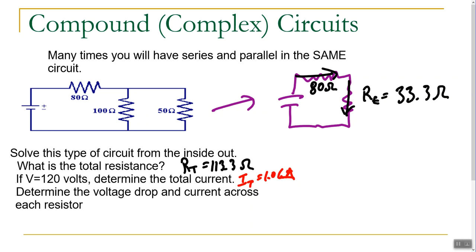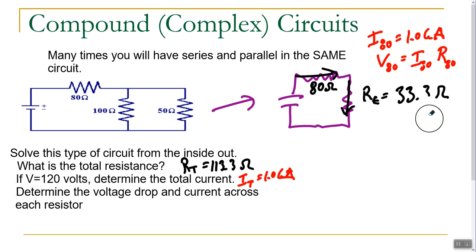So what's going on here exactly is I have my current through this first resistor. So I'm going to say I at the 80 ohm resistor is going to be 1.06 amps. If you know current and you know resistance, you should be able to find voltage. So how much voltage is getting eaten up at this first resistor? And so what I'm going to do is I'm going to say V at the 80 ohm resistor equals I at the 80 times R80.